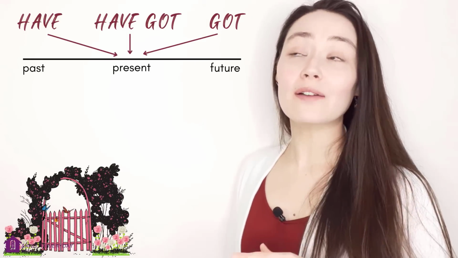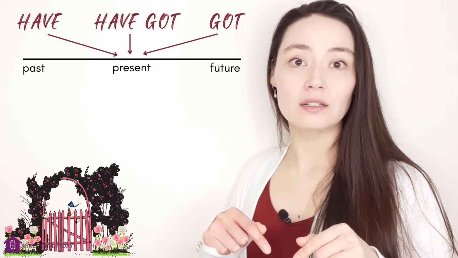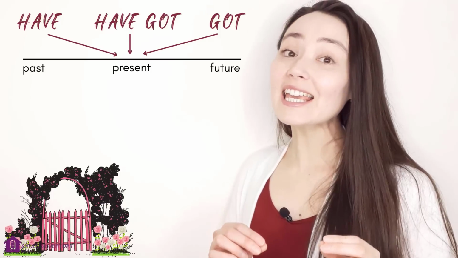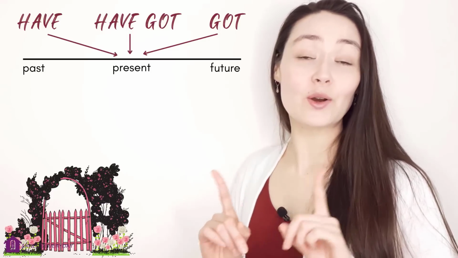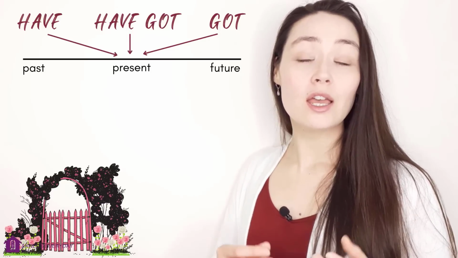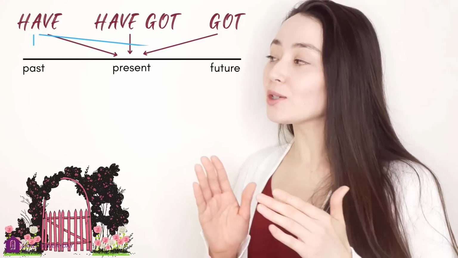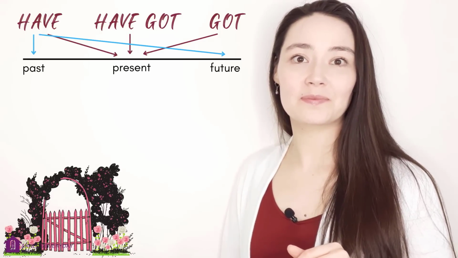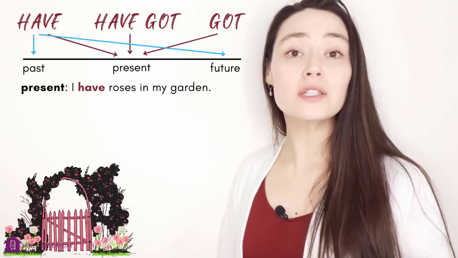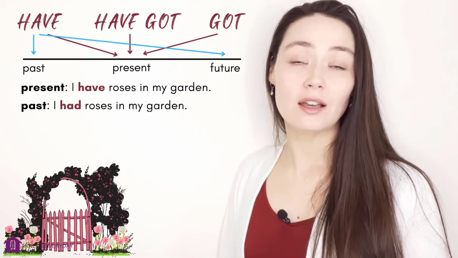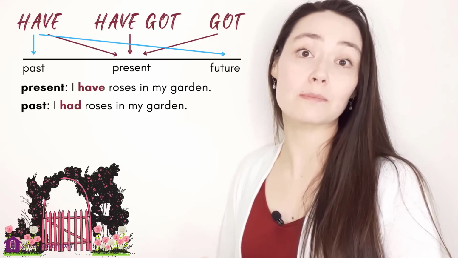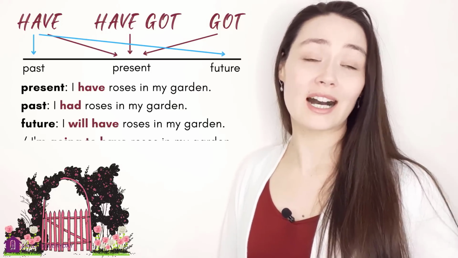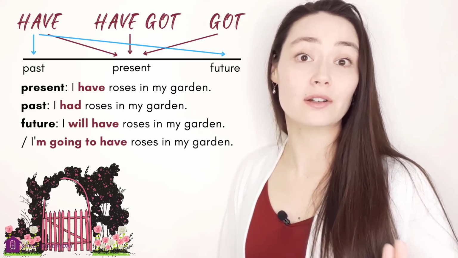Okay, so far I've only spoken about the present. What about the past? What about the future? If you want to speak about past or future possession, you need to conjugate. You need to change have, and only have. I have roses in my garden. Past: I had roses in my garden. Future: I will have roses in my garden. I'm going to have roses in my garden.